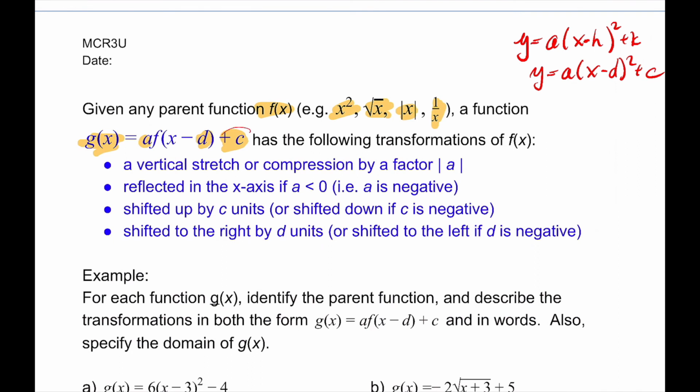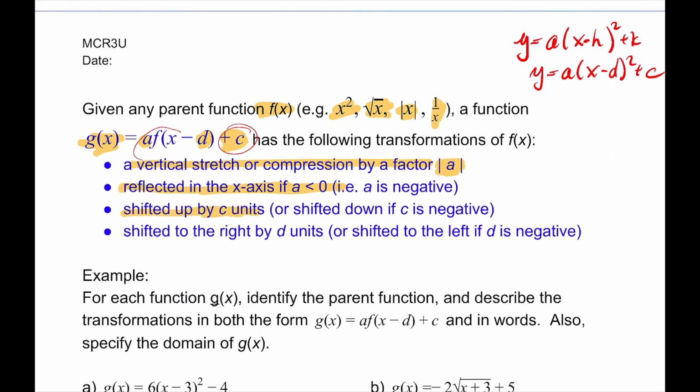So that's the same idea here. So when we have a, we're going to have a vertical stretch or a compression by a factor of the absolute value of a. In other words, if a is -3, it's going to be a stretch by a factor of 3. And we know it's a stretch because in this case, absolute value of a is greater than 1. It's also going to be reflected in the x-axis if a is negative. So something to remember from a quadratic: if a is negative, it's reflected. So the same idea happens here, but for any type of function, not just quadratics.